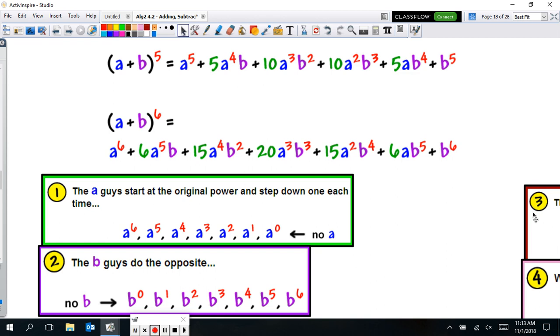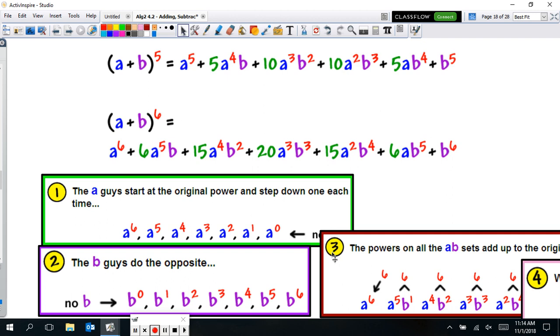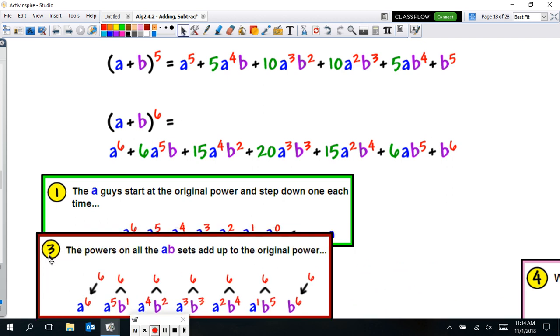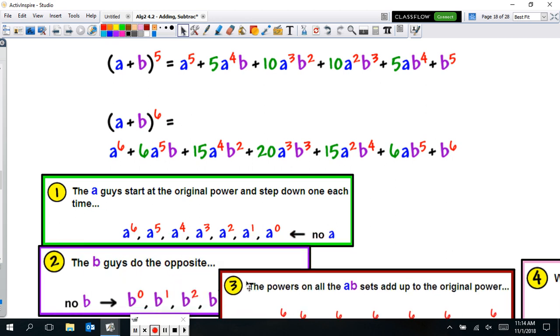But then, a couple more things. One thing we might want to recognize is that the exponents on these will all add up to your power on the outside there. So the exponent here is 6, which is 6. 5 plus 1 is 6. 4 plus 2 is 6. 3 plus 3 is 6. They all add up to 6. So that's something also that's true about that.